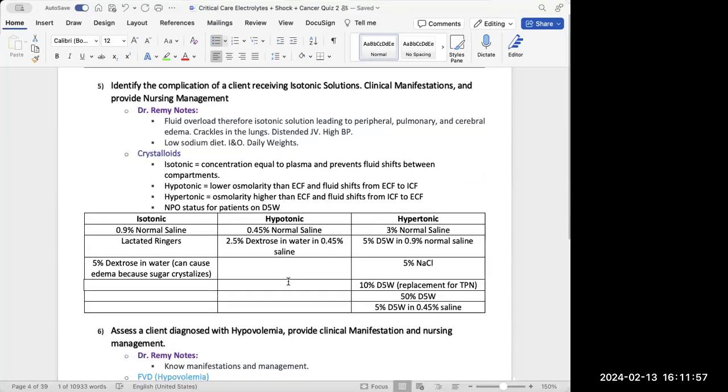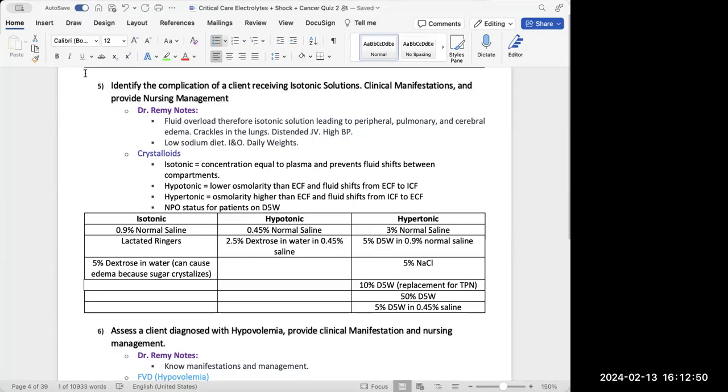Okay, so the next question is to identify the complication of a client receiving isotonic solutions, clinical manifestations, and nursing management. So, even if it didn't say isotonic solution, what is a general problem that we see if someone's getting a lot of fluid? Fluid volume overload. Exactly. If we're giving them fluid, regardless of the type, and we're giving them so much of it, there's a risk that they could have fluid overload. That can cause peripheral edema, pulmonary edema, cerebral edema, swelling and water buildup anywhere. Fluid can go anywhere in the body if we're giving too much.